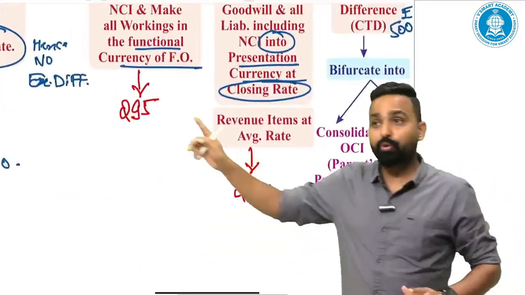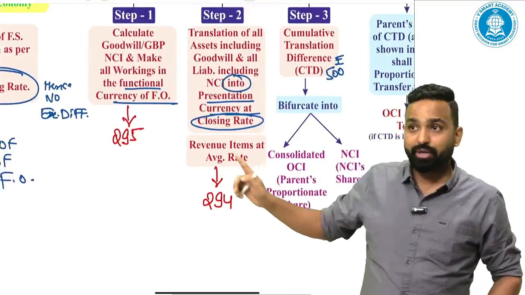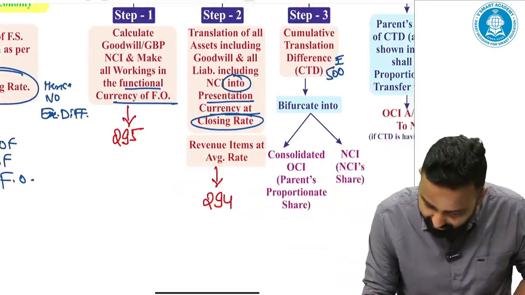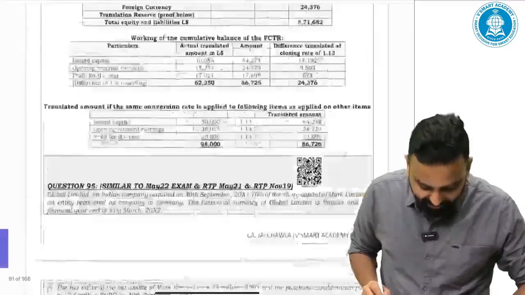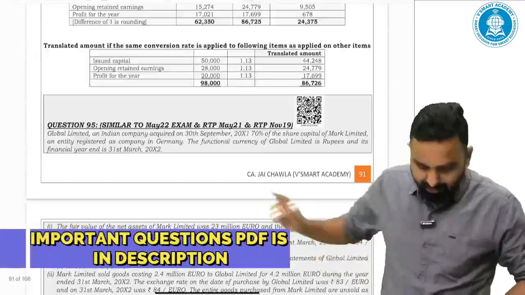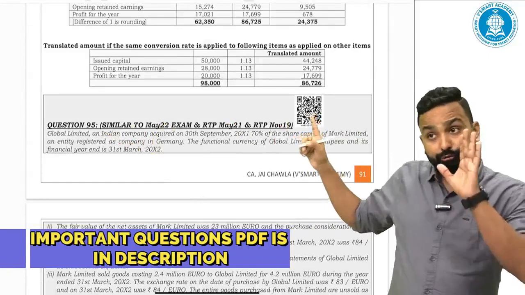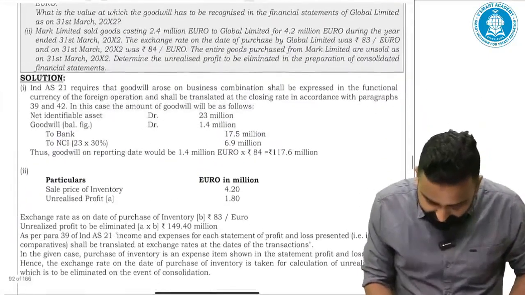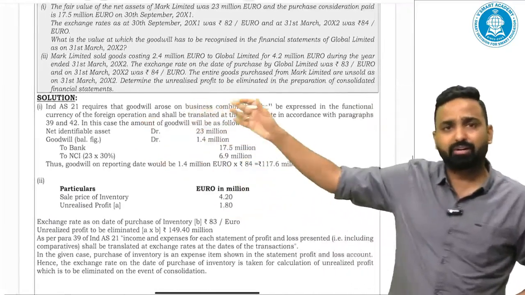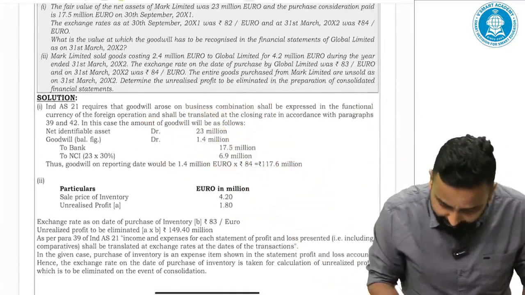Now, we have two good questions on foreign operations. Question number 94 and question number 95 in our important question list. Now look at question number 95 first. See, this is question number 95. Again, you can get the full discussion of this question by this QR code. So now, if you can see directly, I'm covering the solution part.